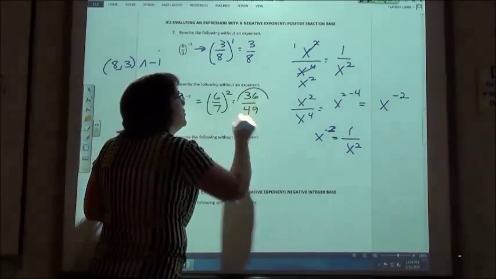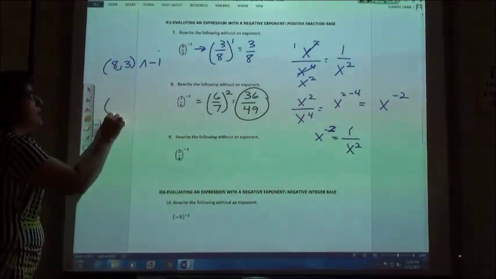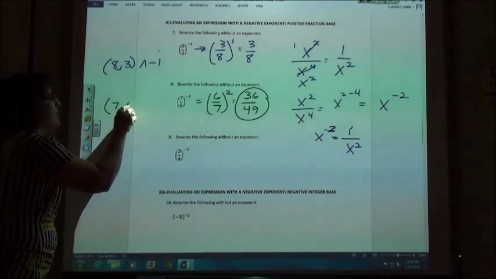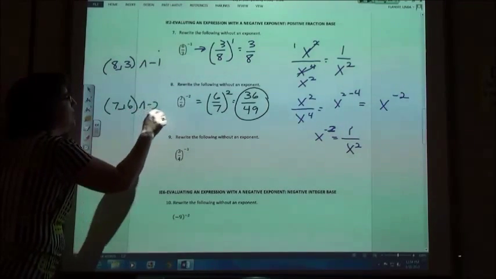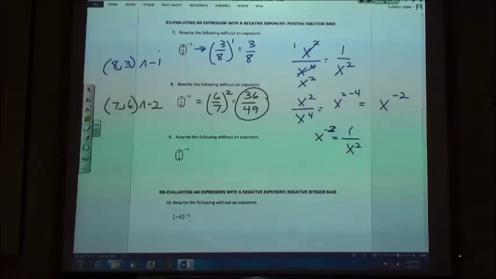So again, if we were going to check that with our calculator, we would do 7/6 to the negative 2 power. Go ahead and punch that in. Parentheses. Yep, parentheses. We found we needed the parentheses on our calculator. 36/49. Okay, that's what we got.